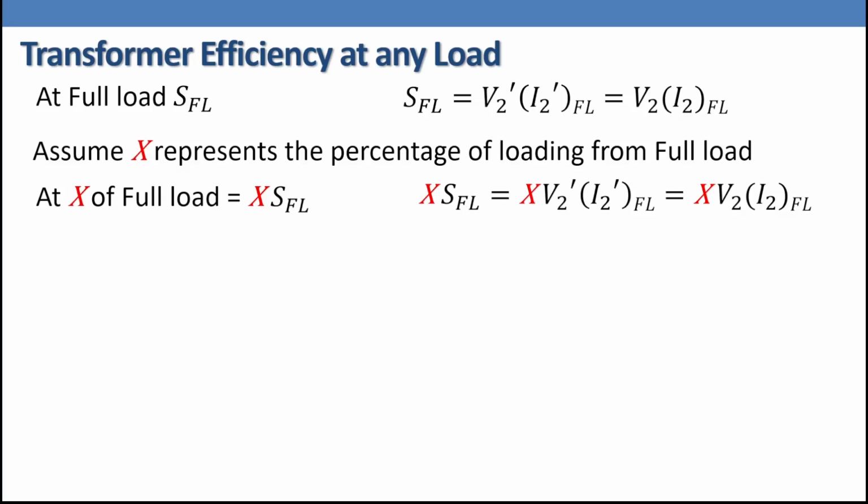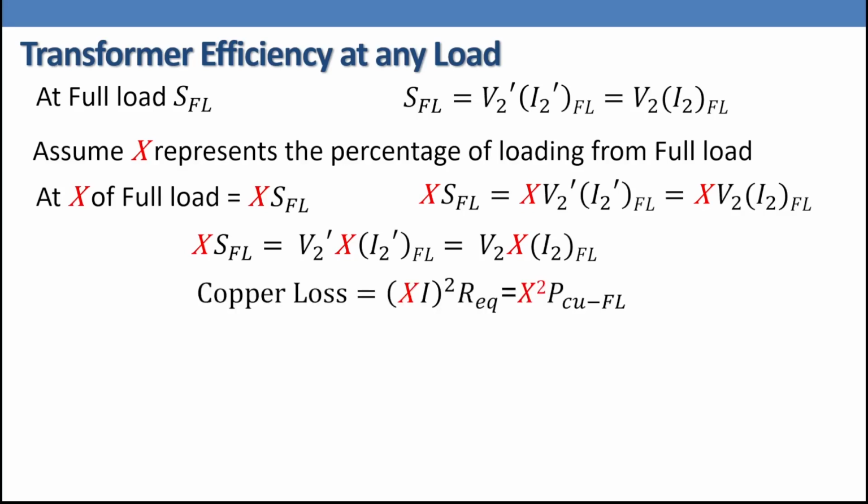Let us rearrange this equation because X affects the current, not the voltage. So X multiplied by S full load equals V2 dash multiplied by X I2 dash full load, or V2 multiplied by X I2 full load. Why do I do that? Because I'm going to consider that one for the current. If we have a copper loss, that one will be X I square R equivalent. So I full load square multiplied by R equivalent will be the copper loss at full load, and X square at any load multiplied by P copper at full load gives you the copper loss at percentage of loading X.